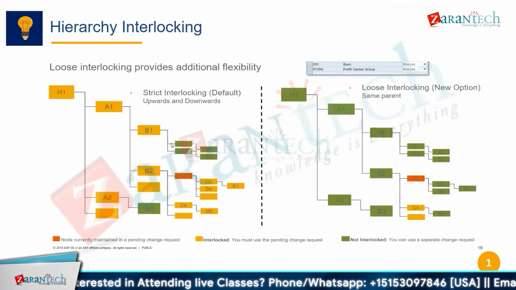So here I'll have a clock symbol. The pending change request should be available only for this cost center. It should not be displayed for the other connected hierarchy. If you go to the hierarchy, it will be displayed clearly, not in this diagram. Maybe I'll show you that in the next slides.